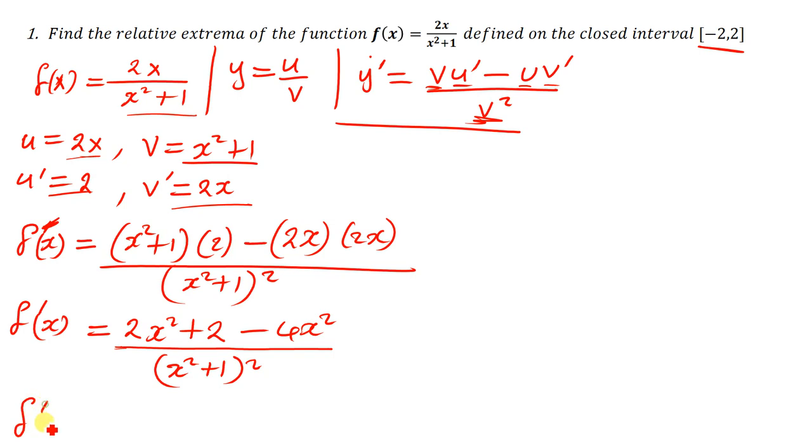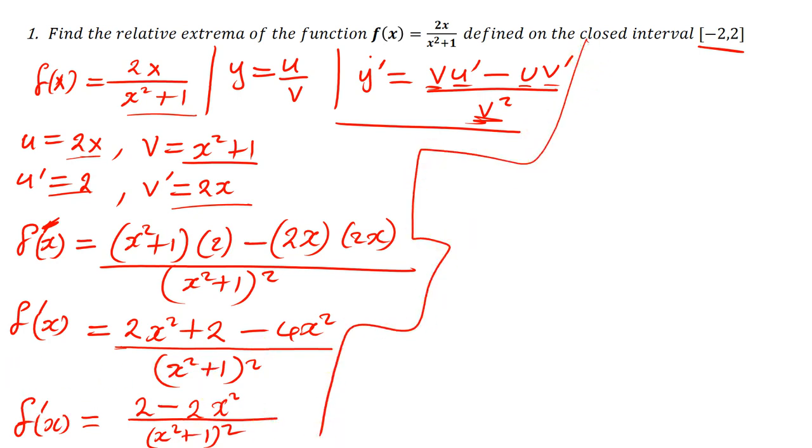So f prime of x is now going to be equal to 2 minus 2x squared, all divided by x squared plus 1 squared. So this is our first derivative.